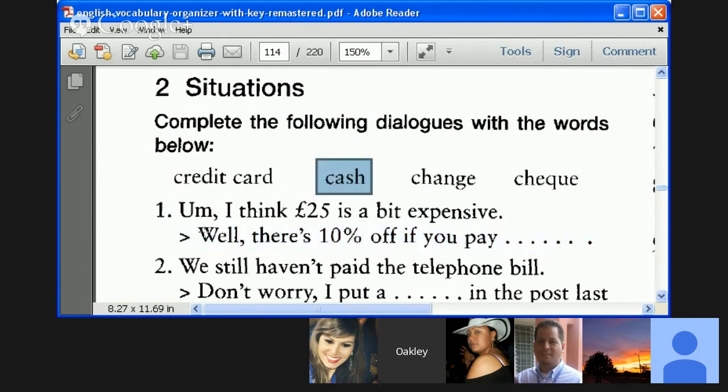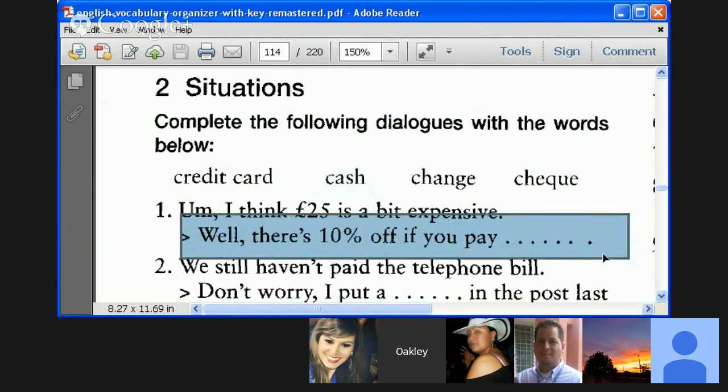Okay, very good. I like your intonation. Well, there's 10% off. Great intonation. I love it. That was very sales lady-like. Very realistic. That was nice. Good job. You're here to practice, so that was terrific. Yeah, if you pay cash, you often can get a discount.